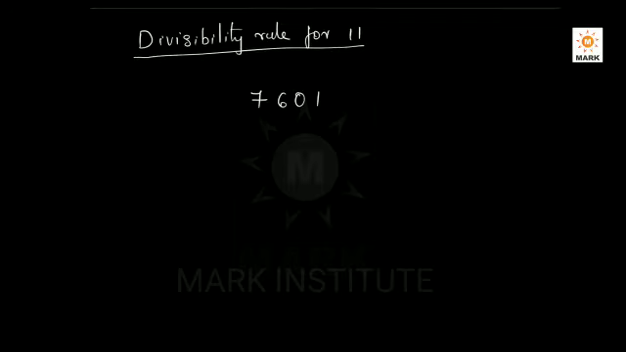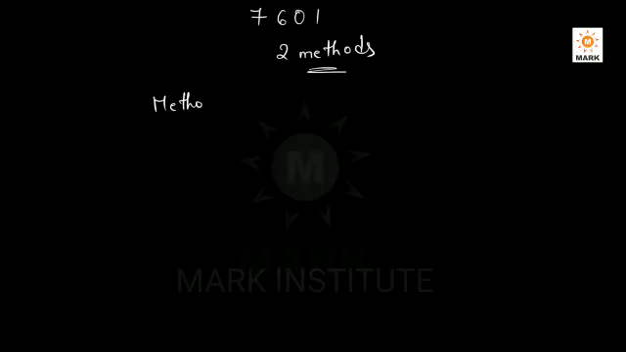Friends, actually there are two methods to find whether a given number is divisible by 11 or not. I will tell both the methods now. Method 1 is something like this. When a number is given to you, suppose 7601 is the number that we are talking about.